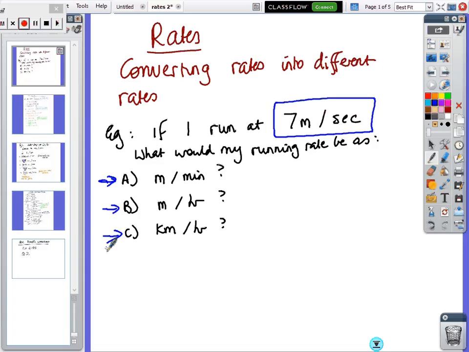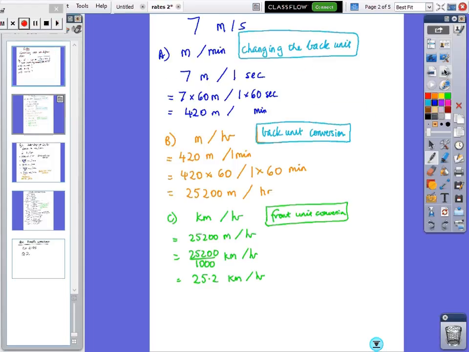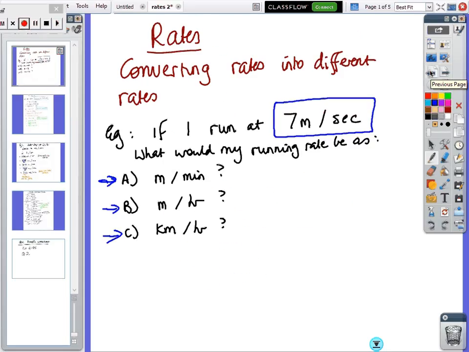I'm just checking to see if I've done this on the next slide already. Yeah, okay, so we're going to do these answers on the next slide. Just remember, rates are comparisons of things that are different. So these things are different. We've got a rate and we're going to change it to a different rate. Coming across to the next slide.